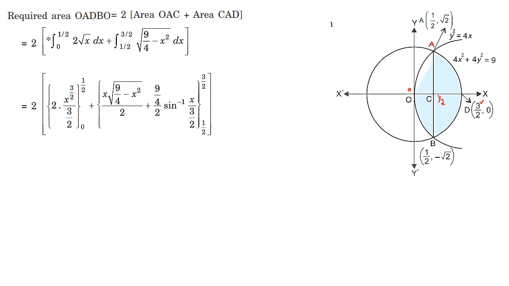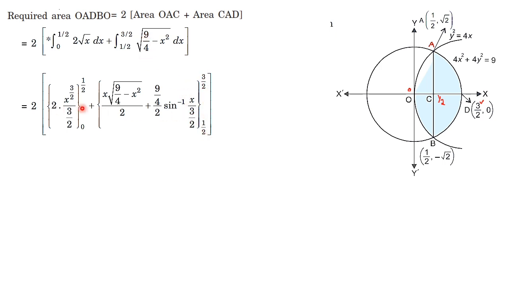Now that is equal to 2 into, here there is a constant 2 we kept outside, then root x we can write as x power 1 by 2. So when we integrate, x power 3 by 2 by 3 by 2, apply the limit. Plus here root of a square minus x square formula, that is x by 2 into root of a square minus x square plus a square by 2 into sine inverse x by a, that is the formula. Here a square is 9 by 4, and x by 3 by 2.